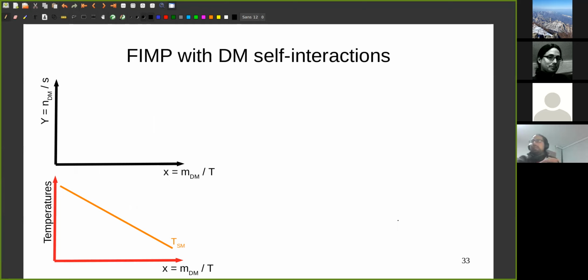Because here I'm showing just an example of what could be the dynamics of the dark sector. So I have here two plots. One corresponds to the dark matter abundance, so the dark matter yield, dark matter number density normalized by the entropy density, as a function of this variable x, which is dark matter mass over temperature. And here I show you downstairs a plot of the temperatures as a function again of the mass over the standard model temperature. This is standard model, sorry. So by construction, it will drop like 1 over x.